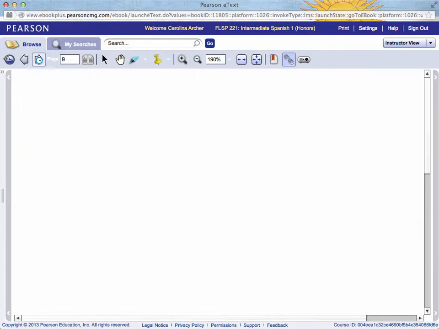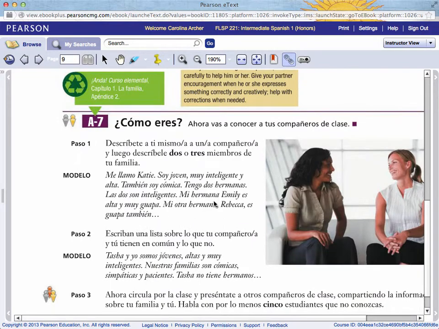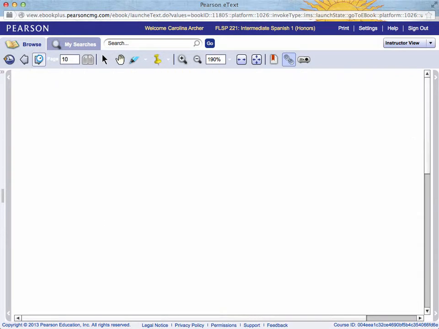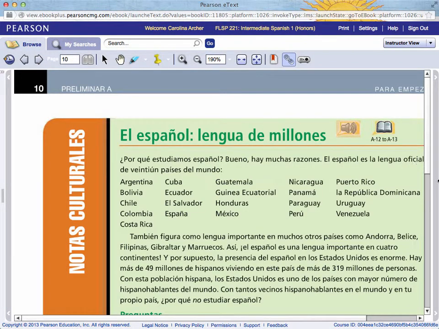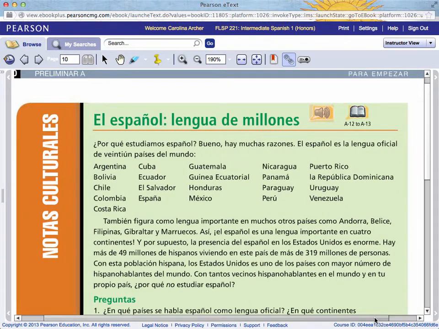See? Okay, so this is going to be the end of the uno here, and with the notas culturales, it's interesting to read them out loud, and that is going to give you very good practice for your pronunciation. And whenever you see this icon here, that means that you can click on it and you can listen to the reading, okay? For example. Click on play, I guess.